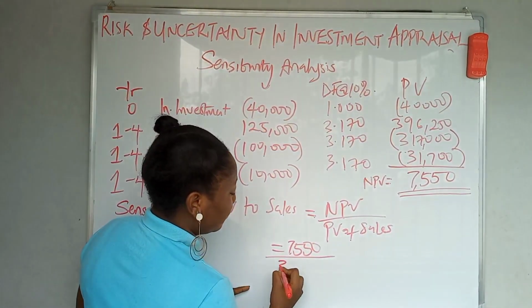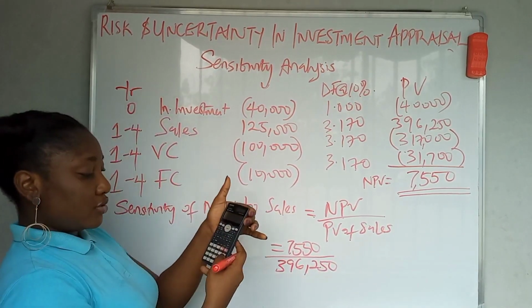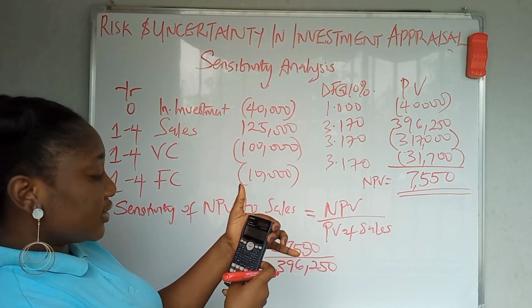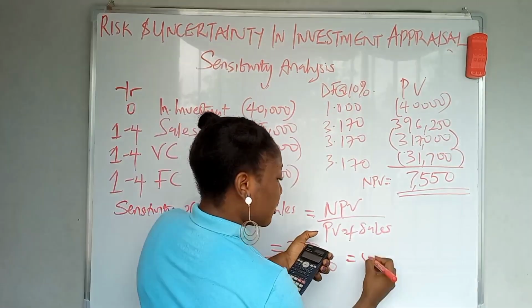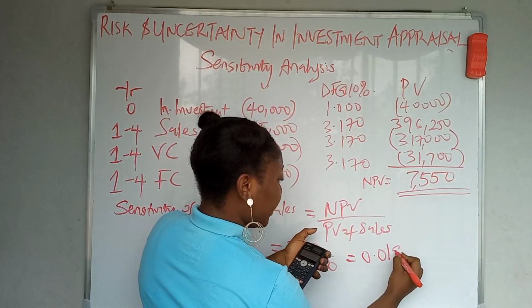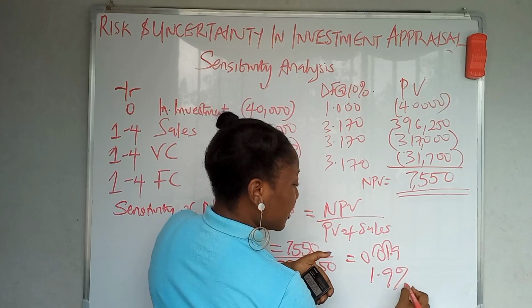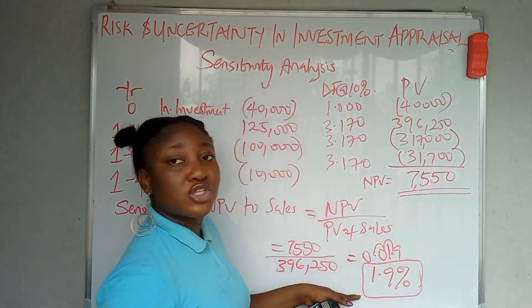So that's 396,250. So 7550 divided by 396,250, and that gives you 0.019. So if you move it like this, that's 1.9%, right? So the sensitivity of NPV to sales is 1.9%.